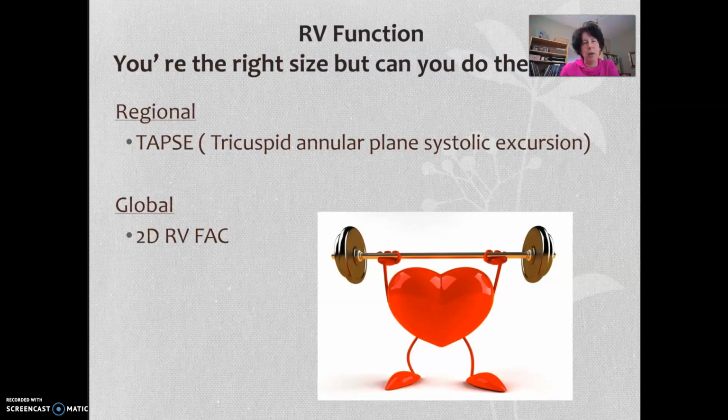So now we're looking at RV function. How do we assess function? At CIS, they teach two things: the fractional area change and the TAPSE. I do not recommend the fractional area change as being very helpful. You can do a visual estimate, but I wouldn't suggest that you do it the way they describe it. The TAPSE, however, can be incredibly helpful to help your eye.